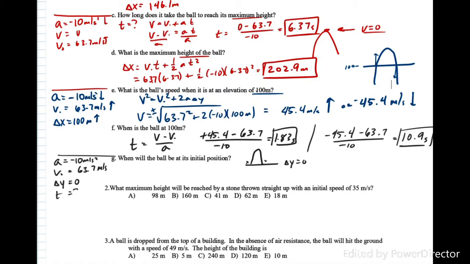We want the time. The most convenient thing here is this equation, delta y equals v0t plus 1/2 at squared. Because delta y is 0, moving over v0t, negative v0t equals 1/2 at squared. The t's cross out. So I can solve for time over here, multiply both sides by 2, divide by a, and so the time is negative 2v0 over a. Time is negative 2 times 63.7 divided by negative 10.